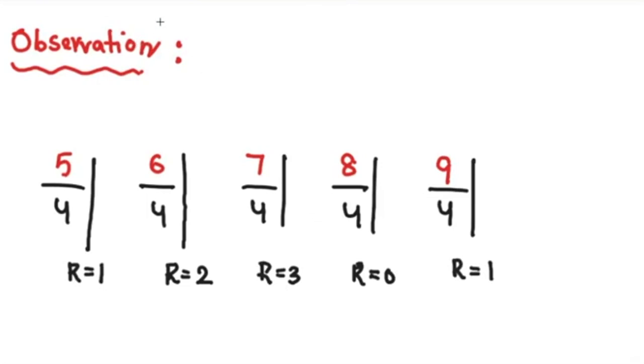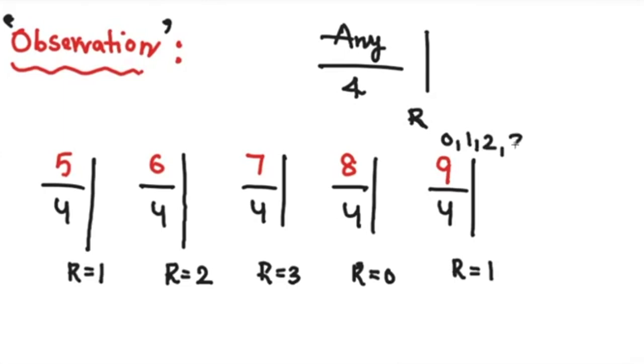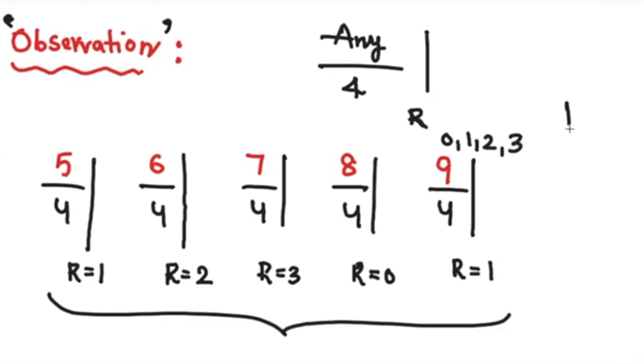Any number, 5, 6, 7, 8, 9, whichever number you take, if you are dividing with 4, what are the remainders you are getting? You are getting the remainder as 0 or 1 or 2 or 3. That's it. Since you are dividing with 4, your remainder will compulsorily be less than 4. To be exact, your remainder will lie between 0 to 4 minus 1, that means 0 to 3.